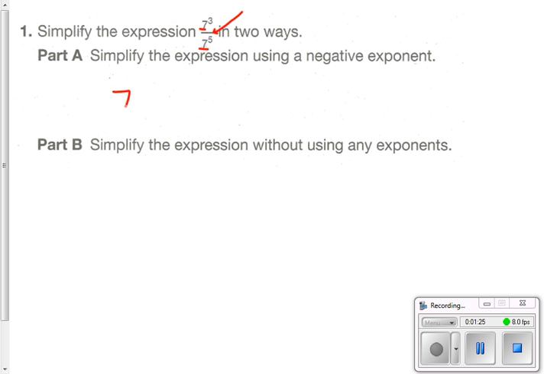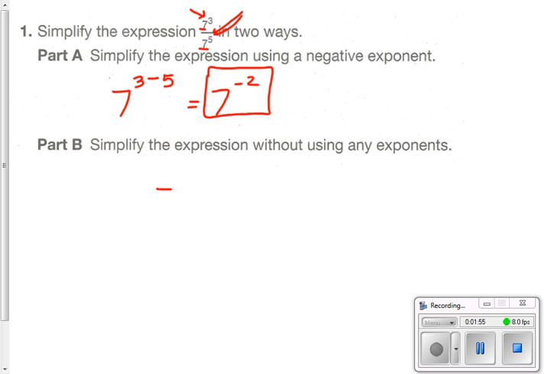So I have, here's the first exponent that I start with, 7 to the third. And instead of dividing here, we subtract by the other exponent, which is 5. So we get 7, and we have 3 minus 5 to the negative second power. So express using a negative exponent. There, we have a negative exponent. Part B says simplify the expression without using any exponents.